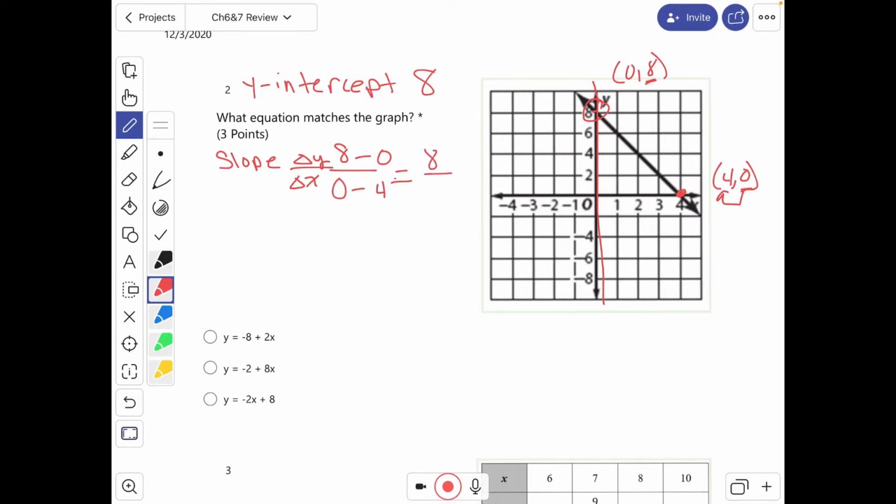8 minus 0 is 8. 0 minus 4 is negative 4. And then 8 divided by negative 4 makes negative 2. So the slope is negative 2. Slope is the number that multiplies times x. And the y-intercept is the one that's by itself.